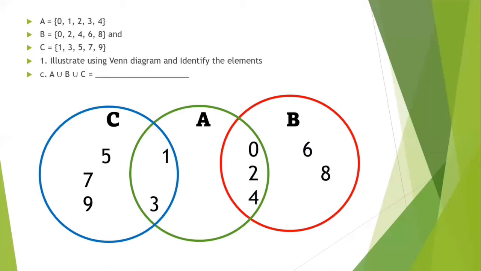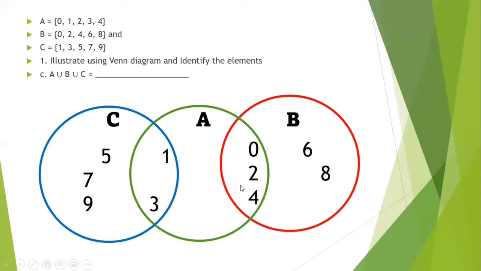Meron na ba ang set A? Kompleto ba ang set A? Can you check please if the elements of set A is nandyan na? Tingnan natin. 0, 1, 2, 4. Now, bakit nandoon sa overlapping part ng C at saka B ang mga elements ng A? Kung napapansin nyo, walang A only. Nandoon siya sa intersection lahat.